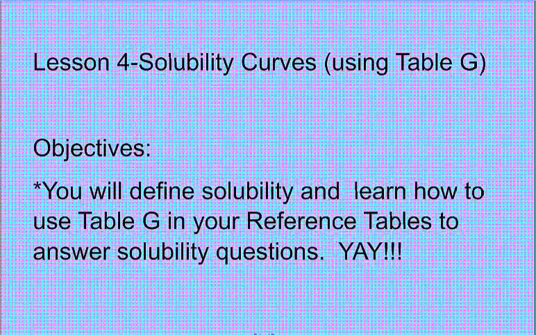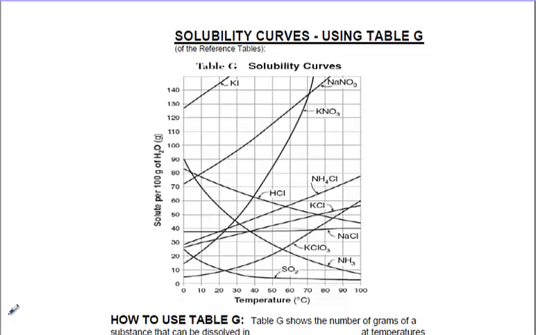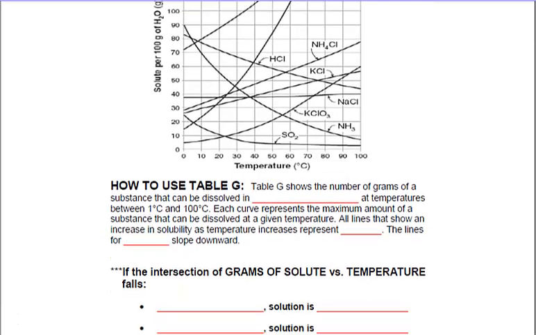All right, so solubility curves using Table G. How do we use this? Well, Table G will show us the number of grams of a substance or solute that can be dissolved in 100 grams of water at different temperatures, between 1 degree and 100 degrees Celsius. So each curve represents the maximum amount of a substance that can be dissolved at a given temperature. Remember, that is saturated, okay? The maximum amount.